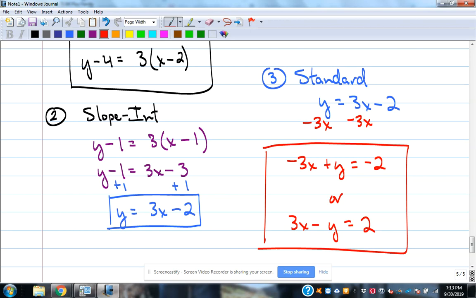This book doesn't always do that. I think it's just whenever the author decided, hey, I'm going to do that for this problem. That's the only reason I can find so far with this particular author in the textbook. But both of those are correct.